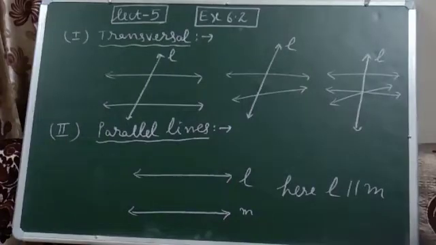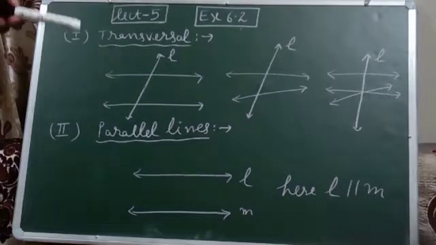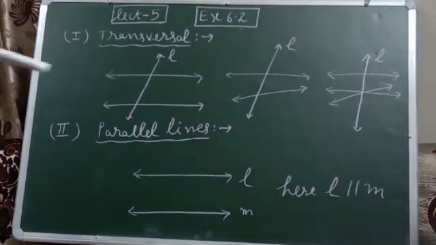Now welcome all of you to lecture 5 of exercise 6.2. We already discussed the first exercise, 6.1. In 6.1 we discussed linear pairs of angles, the linear pair axiom, and vertically opposite angles. Now in this exercise we have three basic points.